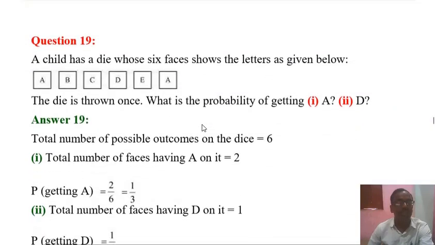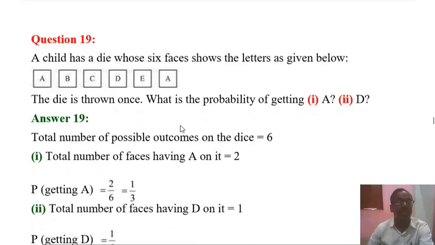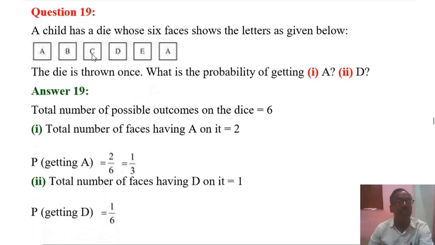Let's see question number 19 of the exercise. A child has a die whose 6 faces show the letters as given below: A, B, C, D, E, A. The die is thrown once. What is the probability of getting A and what is the probability of getting D?